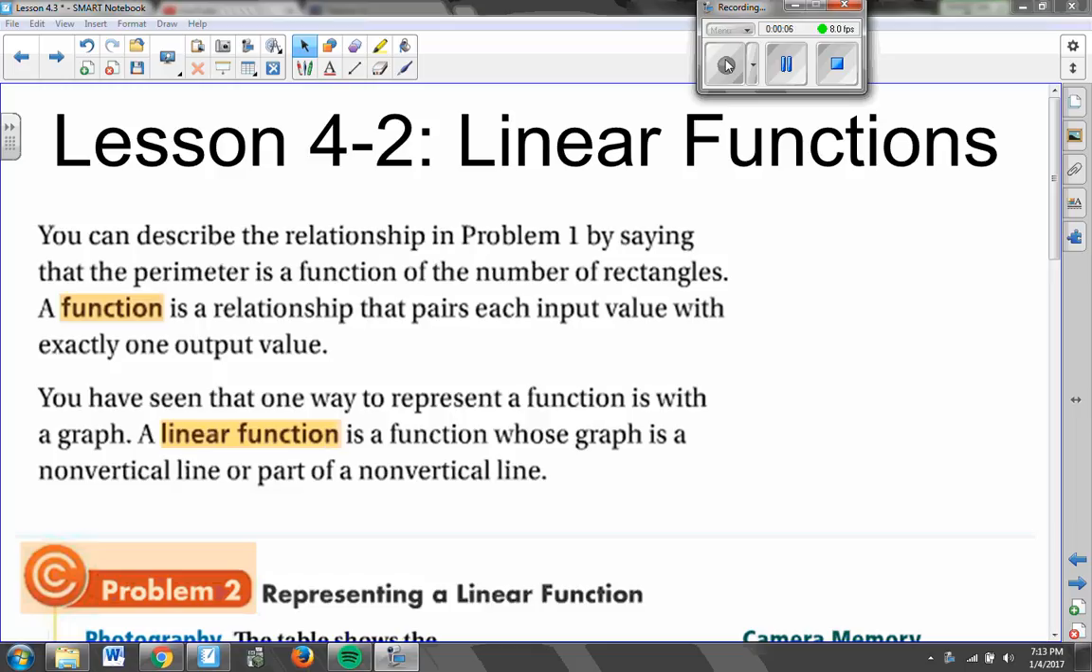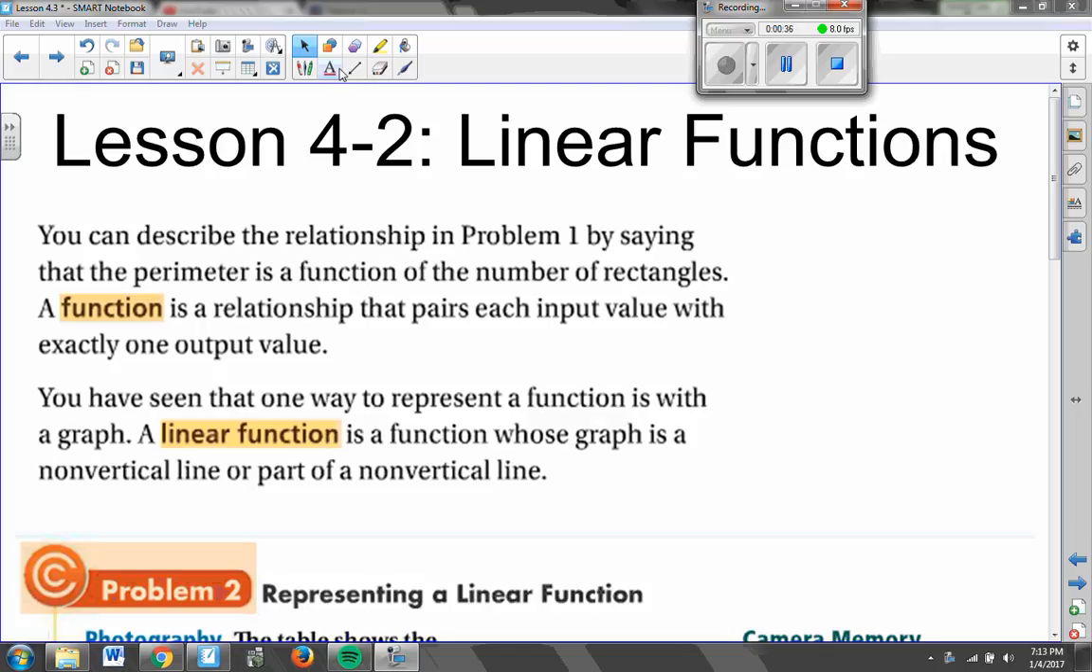Welcome to part 2 of lesson 4.2. Today we're talking about linear functions. In our last video, we started representing relationships between quantities in 3 different ways. We used tables and graphs and words or sentences to describe what was happening to quantities. And we're going to do kind of the same thing here in this video.